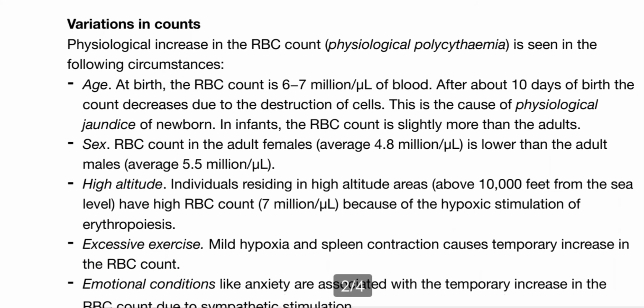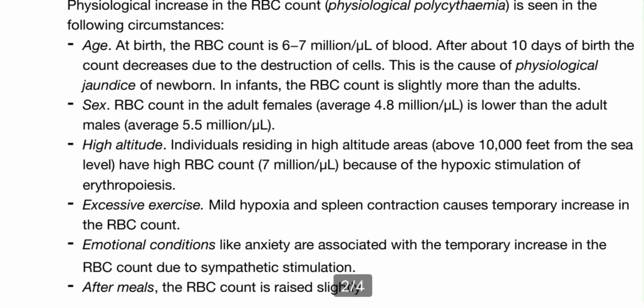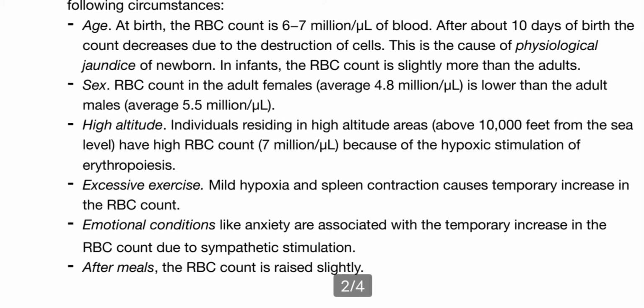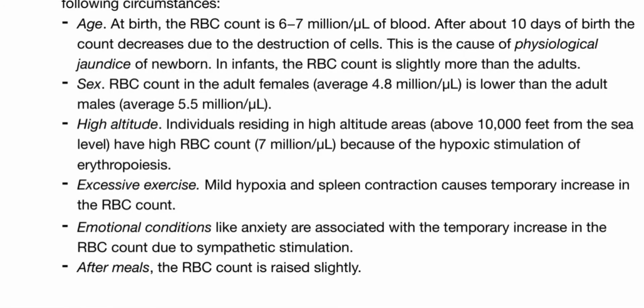Variations in counts. Physiological increase in the RBC. Physiological polycythemia is seen in the following circumstances: age, sex, high altitude, excessive exercise, emotional conditions, and after the meals. We'll discuss it one by one. The first one is age.